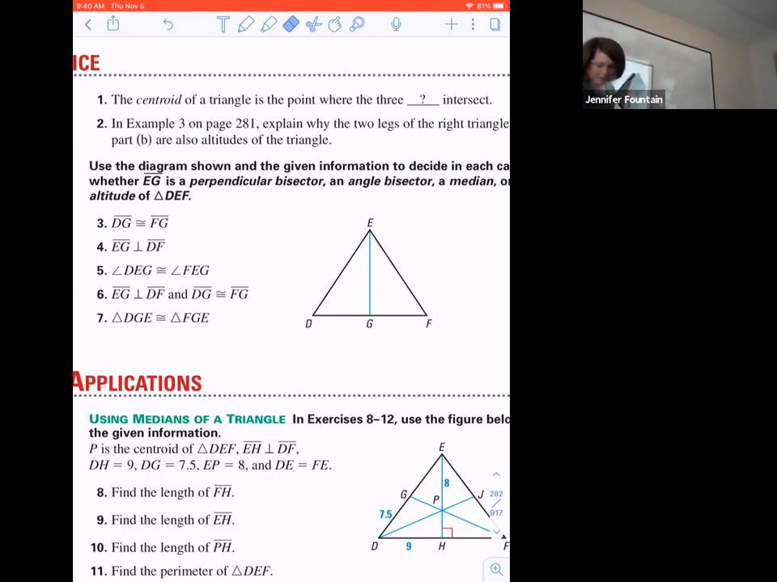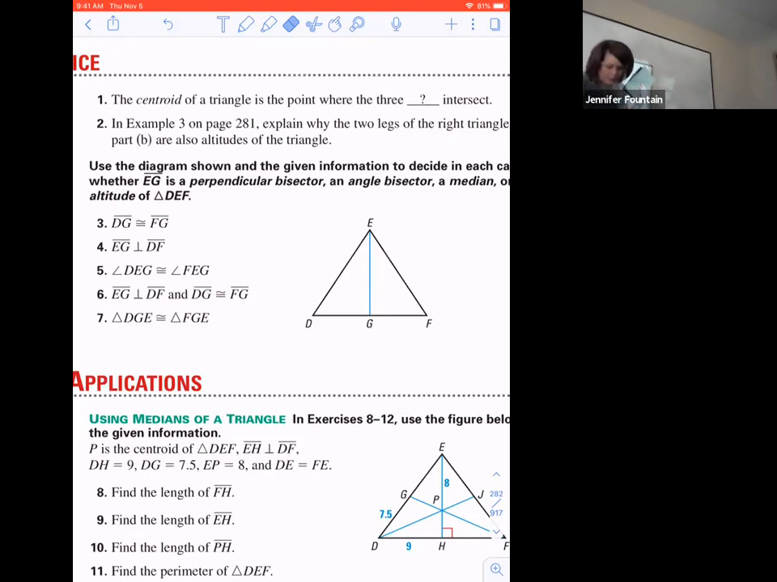Look at number 5. Angle DEG is congruent to angle FEG. Angle bisector. Angle bisector, good. It's dealing with angles. Cuts them in half, angle bisector. Number 6, EG is perpendicular to DF, and DG is congruent to FG. That would be perpendicular bisector. Perpendicular bisector, good. We have the 90-degree angle and we have congruent sides, okay?